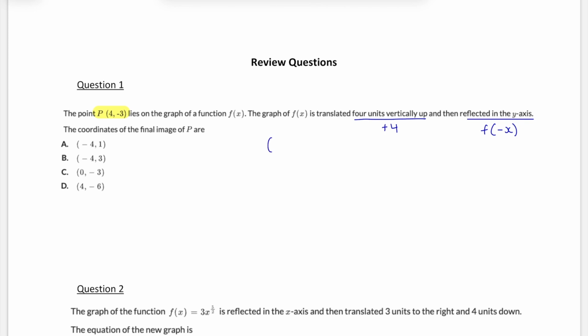So here I have my point 4, minus 3. Now between the two, I'm going to do my horizontal dilation first because that's my order of transformations. So that means I have to multiply my x value by minus 1. So here that will become minus 4, minus 3. My next one is a vertical translation in that the y value is moving up by 4. So minus 3 plus 4 will be 1. So my final answer will be A.